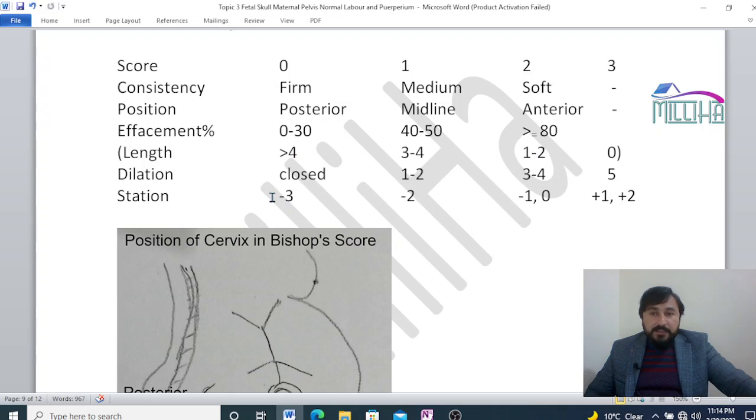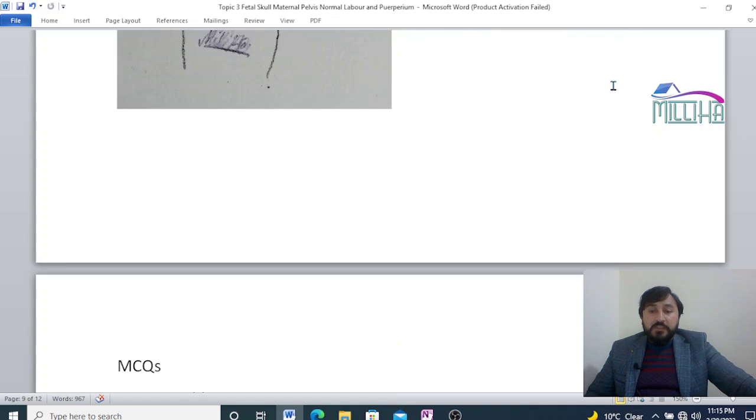After that, dilation of the cervix, as I just explained to you: if it is closed, 0. If it is 3 to 4 centimeters, 2. If it is 5 centimeters, a score of 3. Station, I just explained to you: if minus 3, 0. If minus 1 to 0, 2. If plus 1, plus 2, then you will give a score of 3. On that basis you will decide.